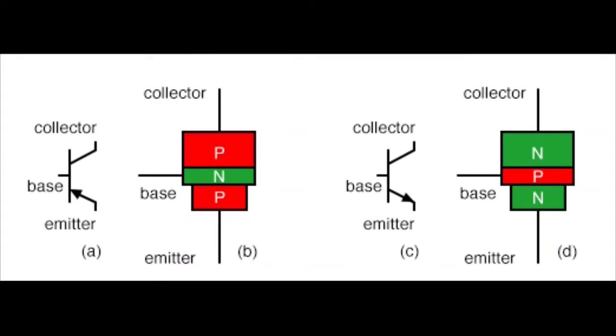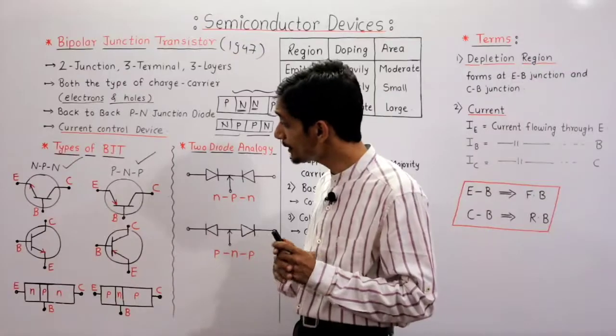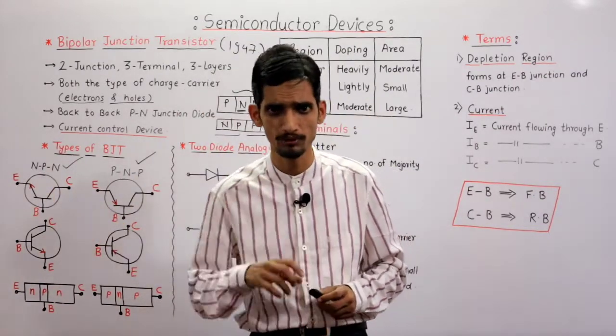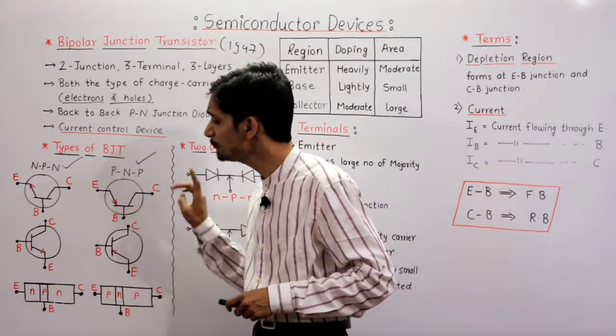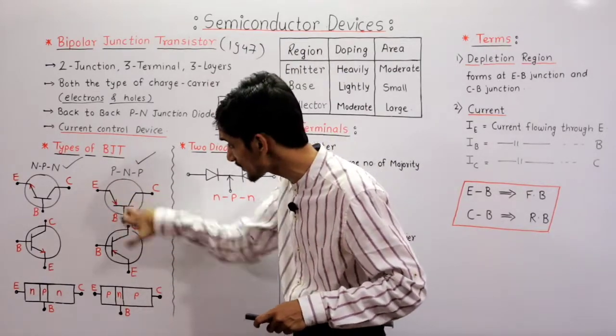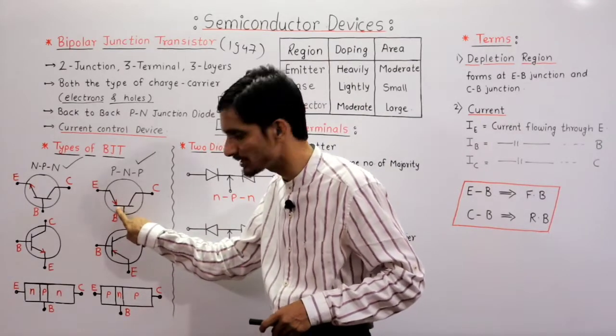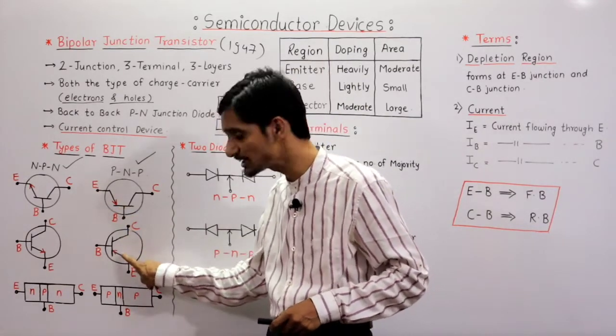In this diagram, A is the symbol of PNP transistor and B is the construction of PNP transistor. In the same manner, C is the symbol of NPN transistor and D is the construction of NPN transistor. Now one important difference between NPN and PNP in terms of symbol: the current in a PNP transistor is coming towards the base from the emitter, so the arrow is towards the base. In this case also the arrow is towards the base.